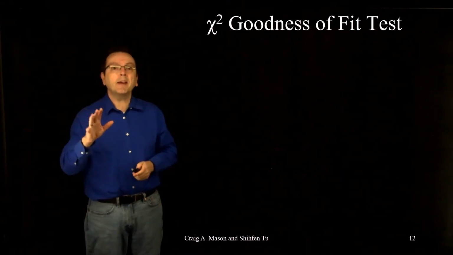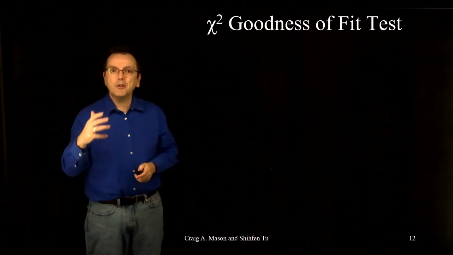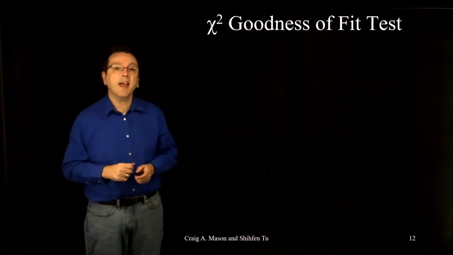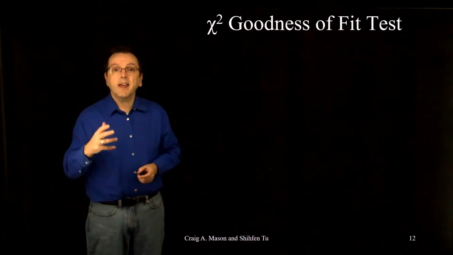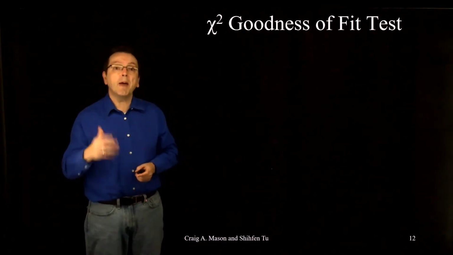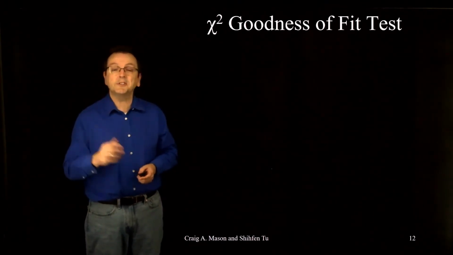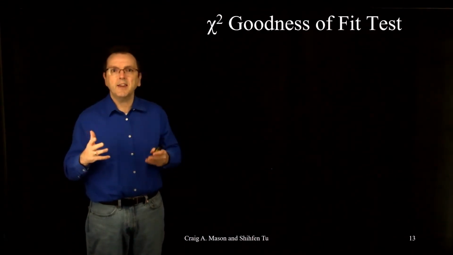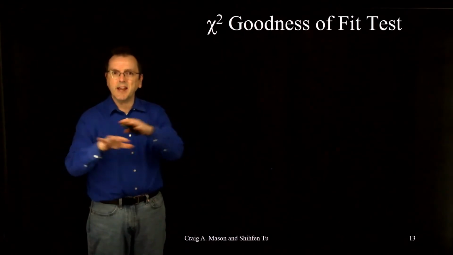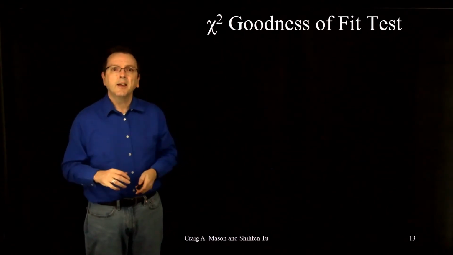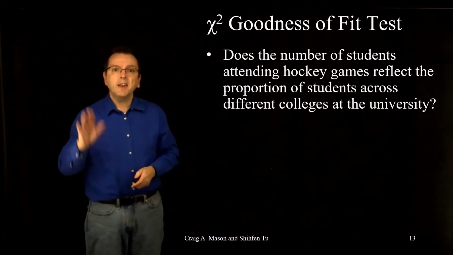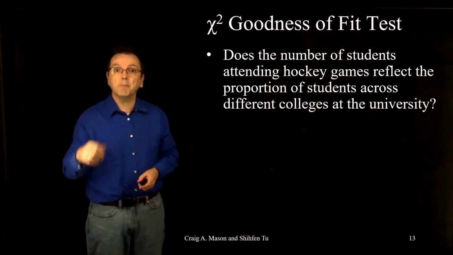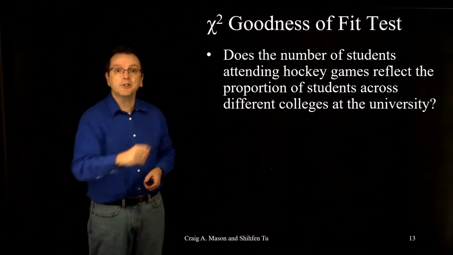To illustrate what I mean, let's introduce a specific research question that we want to use for this example. Let's say that the university wants to better understand students' interest in hockey. The university thinks that the overall interest is the same across all the colleges, and they specifically think that the number of students who attend hockey games is proportional to the number of students in each college.